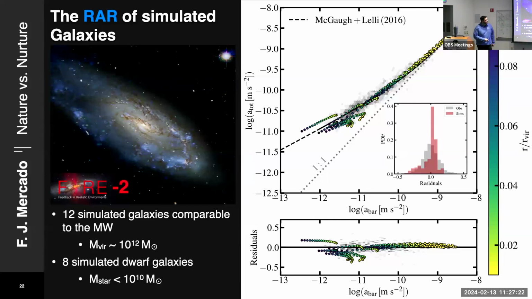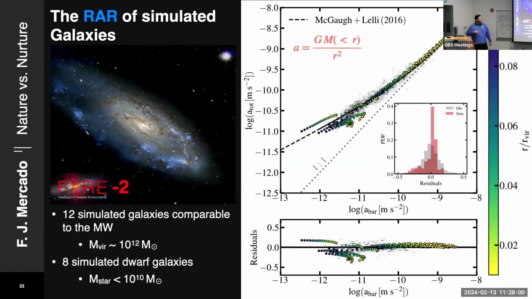The points are color-coded by the distance from the center. So yellower points lie closer to the center of the galaxy, while these purple points lie further out. And what we see, at least at high accelerations, is this one-to-one scaling that we expect. However, at these lower accelerations, we do fall off in a very similar way to the observed data. You can see that 2D histogram in the background. That is the observed radial acceleration relation. And so we get this RAR out of our simulations.